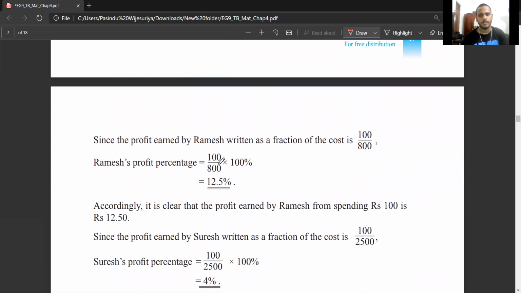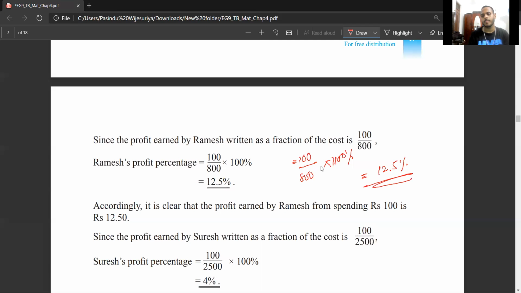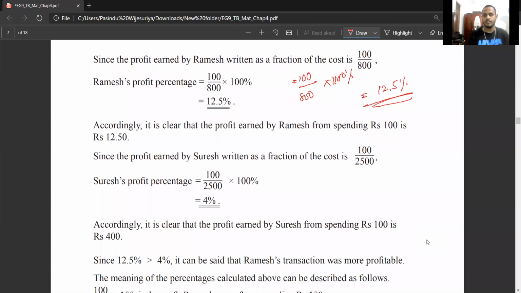So what you do is you just multiply it by 100%. For Ramesh's profit, 100 over 800 into 100% is 12.5. And for Suresh, 100 over 2,500 into 100% is 4%.